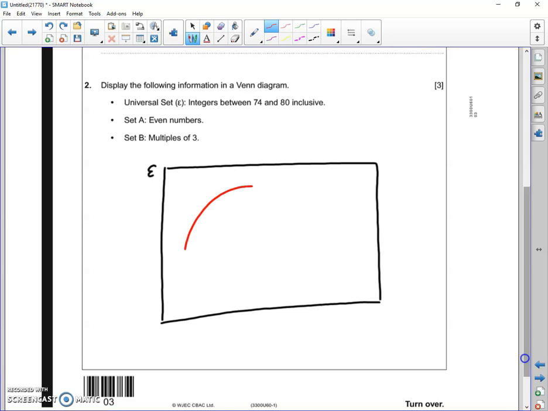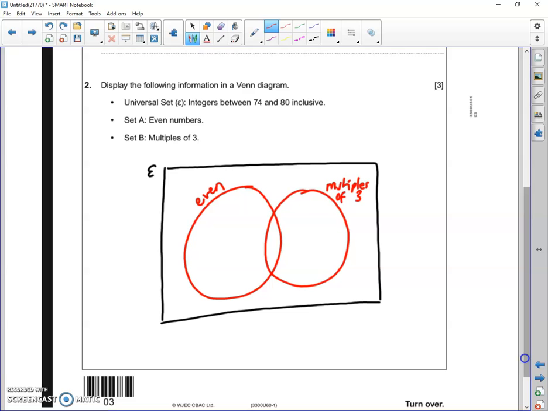They're not necessarily in the circles, but they're in the rectangle. We need 2 different sets. So we need even, and we need multiples of 3. Now they've called them A and B. So set A, set B. And then all you've got to do is work your way from 74 to 80, putting the numbers in the right boxes. So 74 is even, but not a multiple of 3. 75 is odd, and it is a multiple of 3. 76 is even, it's not a multiple of 3. 77 is neither, so 77 goes outside.